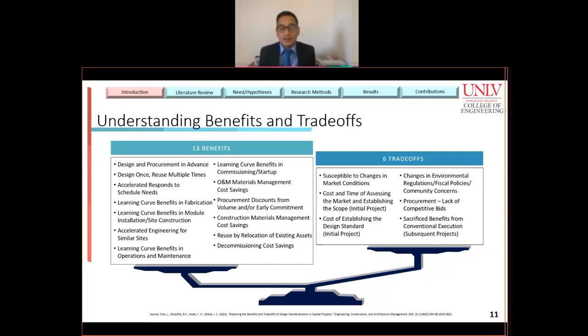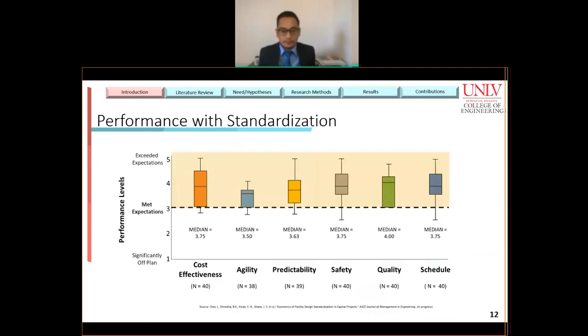Realizing these benefits and understanding the trade-offs can help improve the project performance, as we can see in this following graph. This graph shows 6 performance metrics for a standardized project. This is based on an actual case study conducted by the CII. And we can notice here that the standardized projects and the performance metrics are performing well. They have either met expectations or exceeded expectations, all of the performance metrics. So we can say that the projects perform well with the standardization strategy.